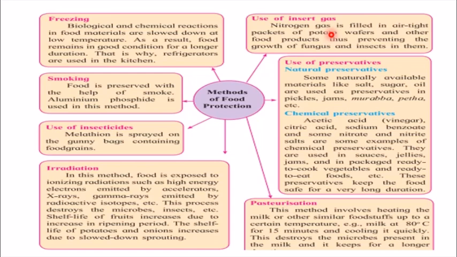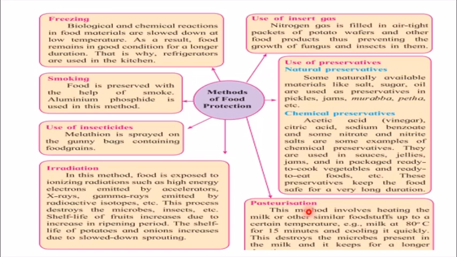Next, we use inert gases. If you see the packets of wafers and biscuits, you will find that some amount of nitrogen gas is filled in. That is to avoid the growth of fungus and insects in them. Another method is preservatives. You can use any natural preservative like salt or sugar, or you can also use chemical preservatives.